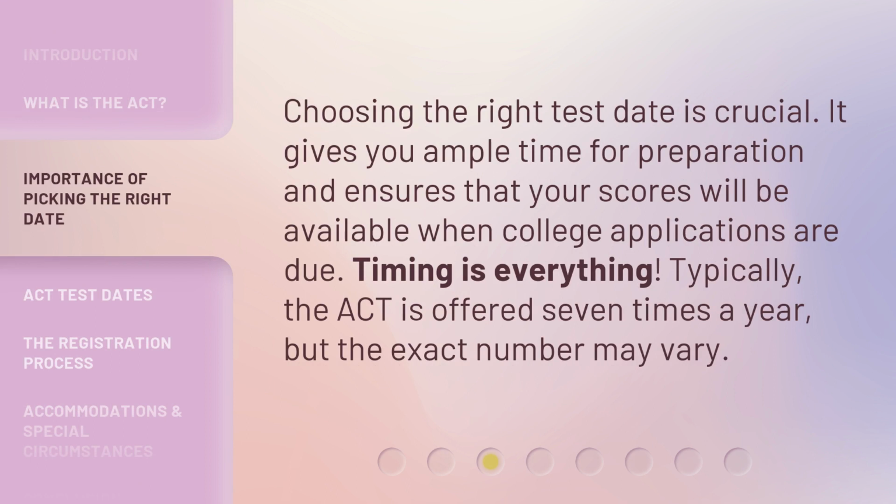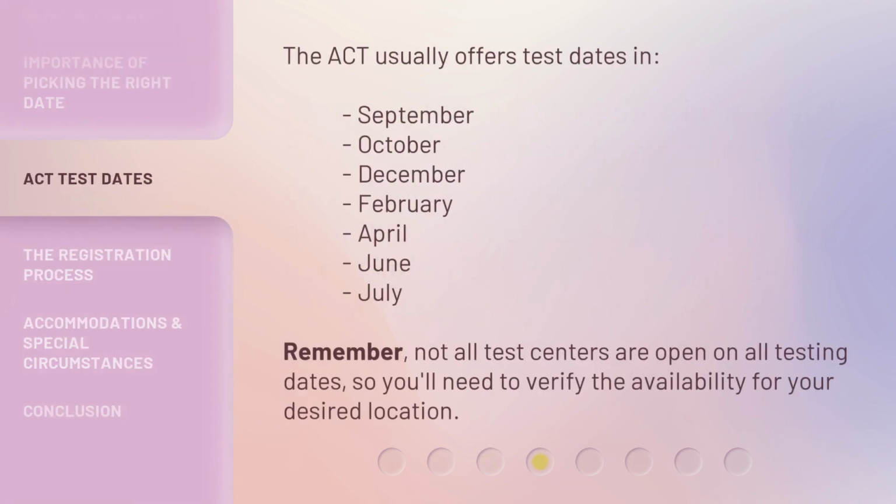Choosing the right test date is crucial. It gives you ample time for preparation and ensures that your scores will be available when college applications are due. Timing is everything. Typically, the ACT is offered 7 times a year, but the exact number may vary. The ACT usually offers test dates in September, October, December, February, April, June, July. Remember, not all test centers are open on all testing dates, so you'll need to verify the availability for your desired location.